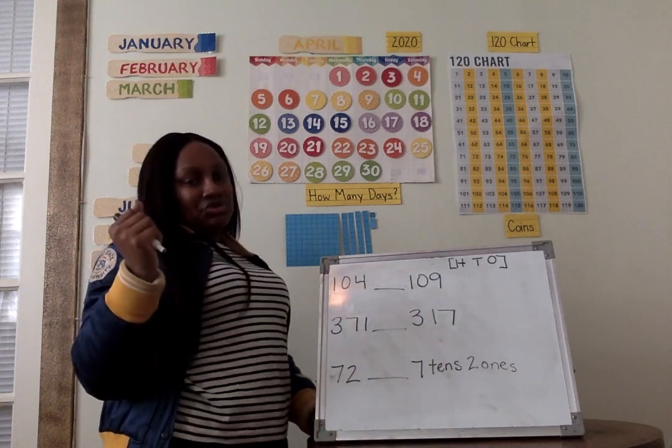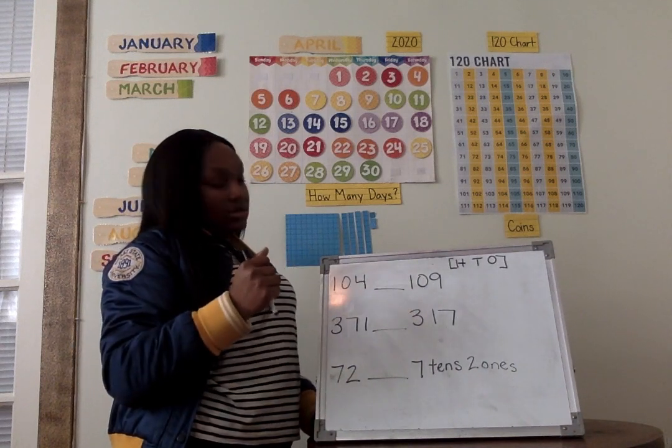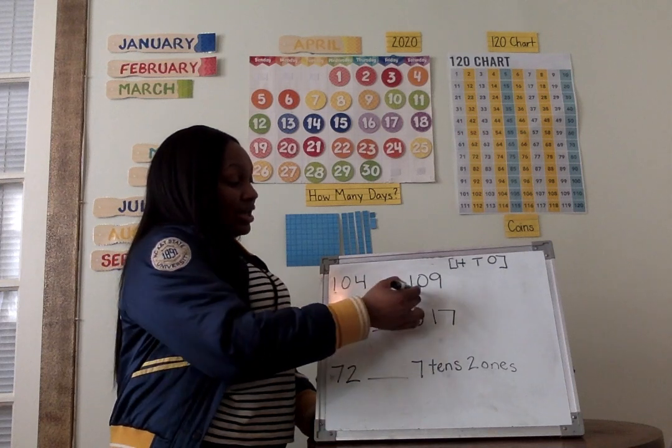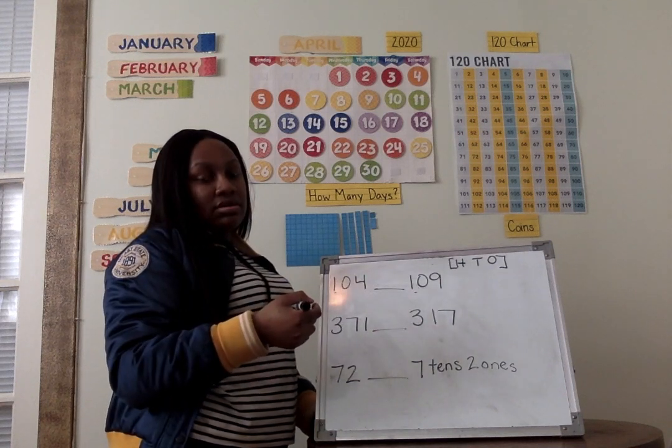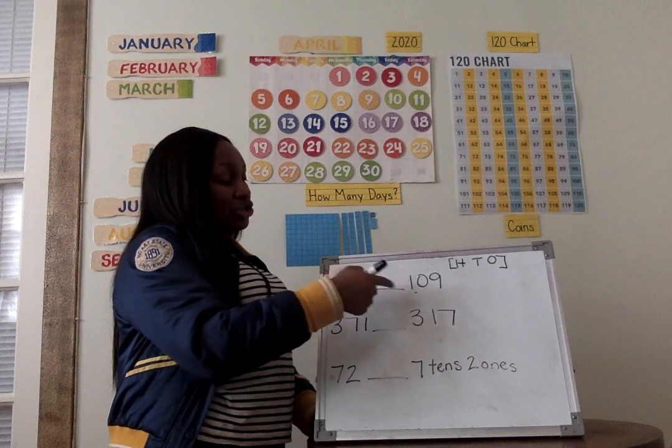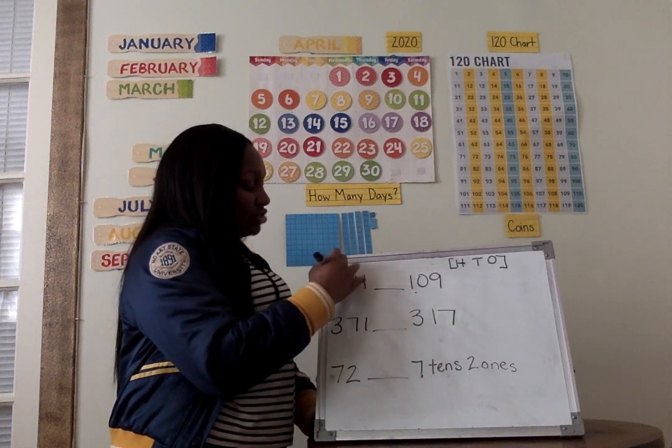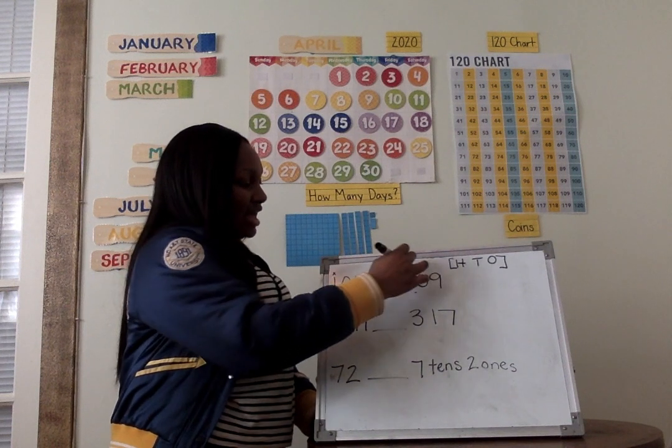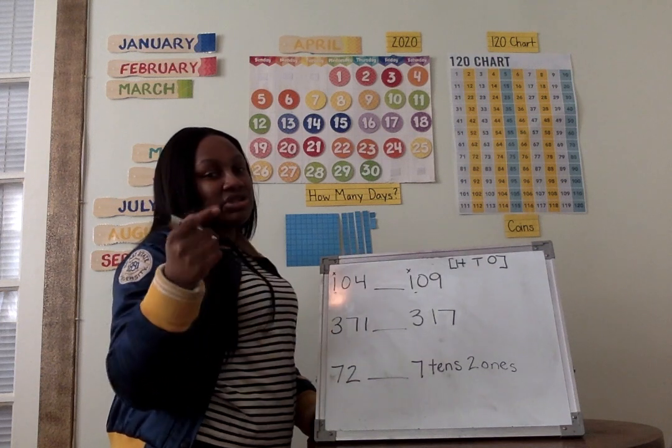What number is in the hundreds place in both numbers? Yeah, the number 1. Are they the same? Yeah, the number 1 in the hundreds place is the same in both numbers. So I'm just gonna put an X up top because that's not gonna help me figure out which number is greater.